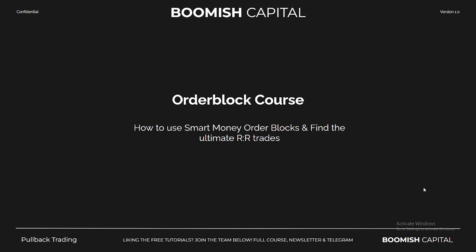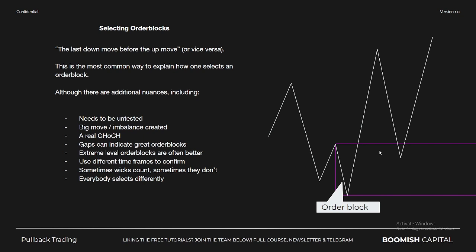So I think we all know what order blocks are. They're essentially just blocks in which you want to enter your trades, right? So how do you select them? Let's dive into that. Usually what people tend to say is the last down move before the up move, or vice versa. So if this were inversed, then it would be the last up move before the down move, and you select that as the order block.